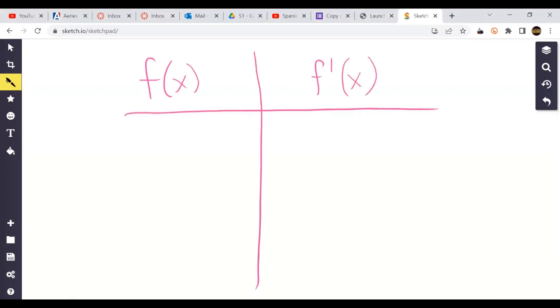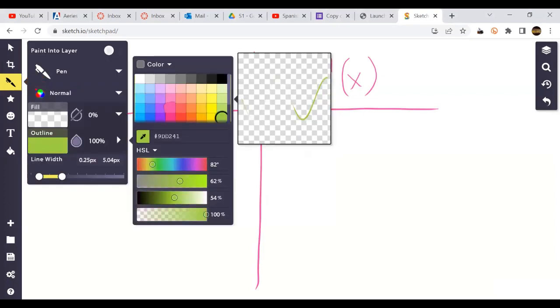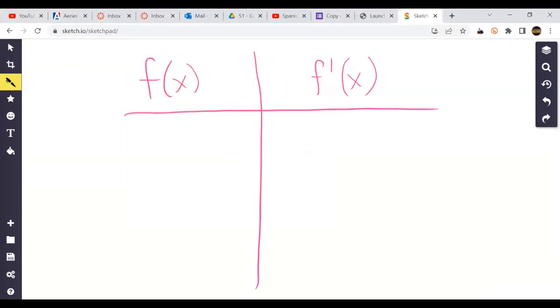Let's say that you have f of x here and f prime of x there. Maybe we can make a chart. So let's say that you have a picture here in green, and it looks like this. So let's say that you have this f of x. Well, I can tell you one thing.